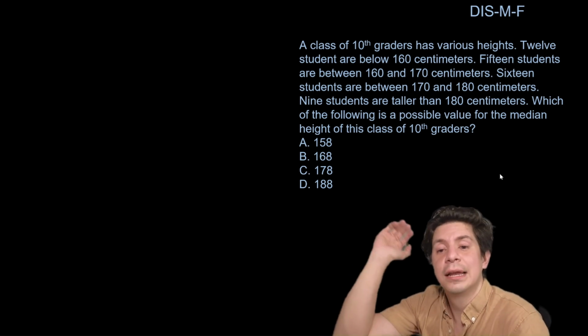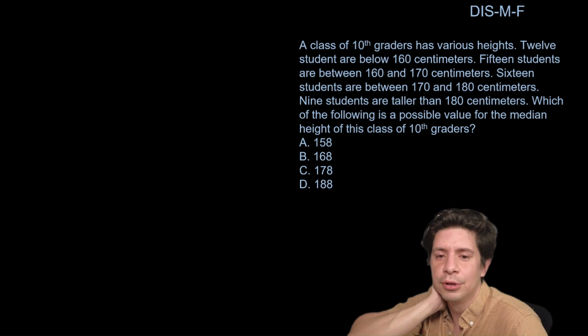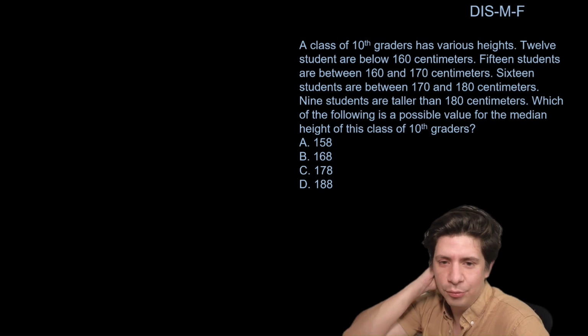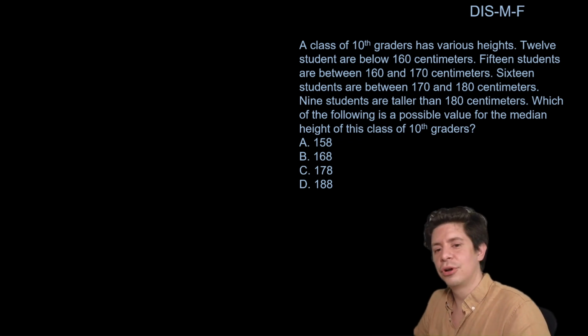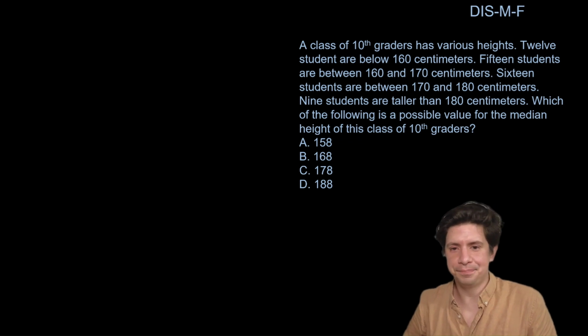Now we're on to category F. A class of 10th graders has various heights. 12 students are below 160 centimeters. 15 students are between 160 and 170. 16 are between 170 and 180 centimeters. 9 students are taller than 180 centimeters. Which of the following is a possible value for the median?